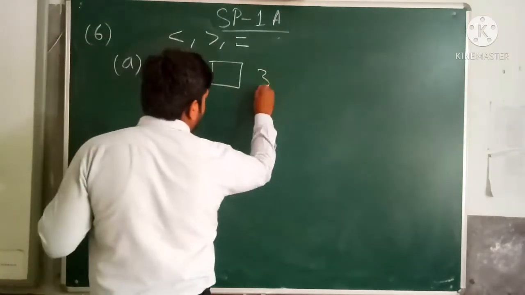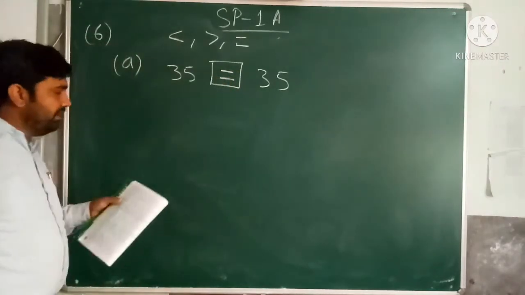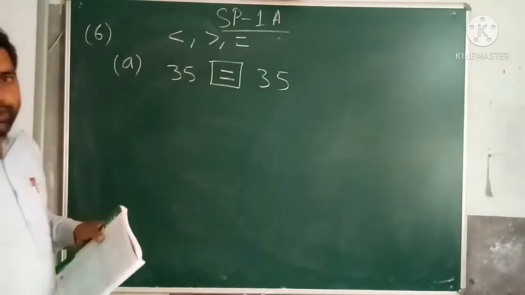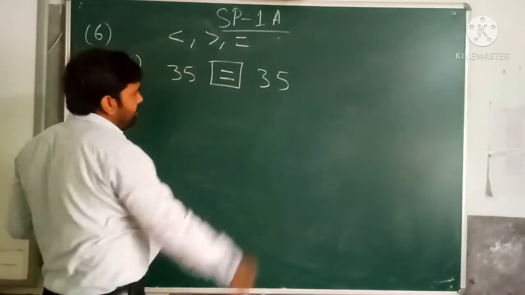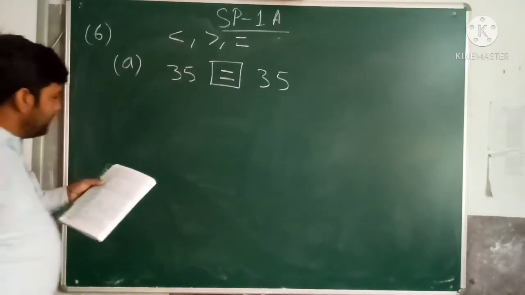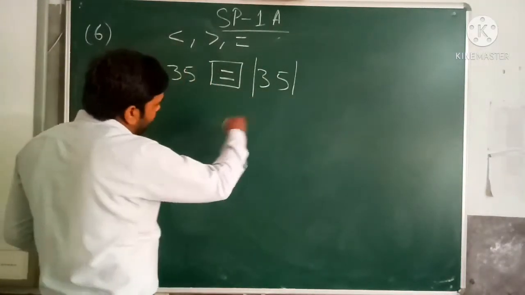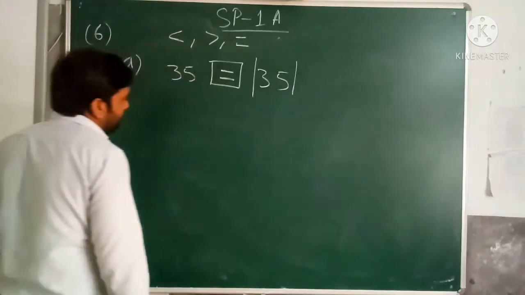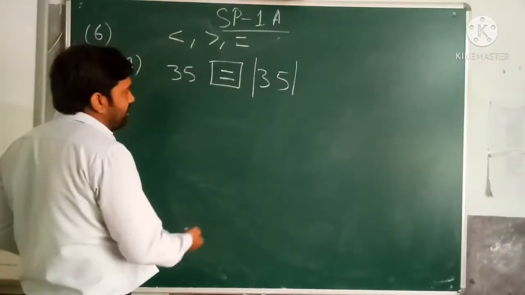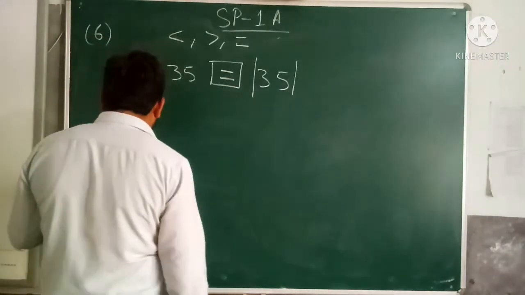and 35. So these both integers are equal, so we use the sign of equality, because both the integers are the same, 35 and 35. So this is the absolute value of 35. When you solve the absolute value of 35, you are going to get 35 only. So both will be the same, so we can put the sign of equality.